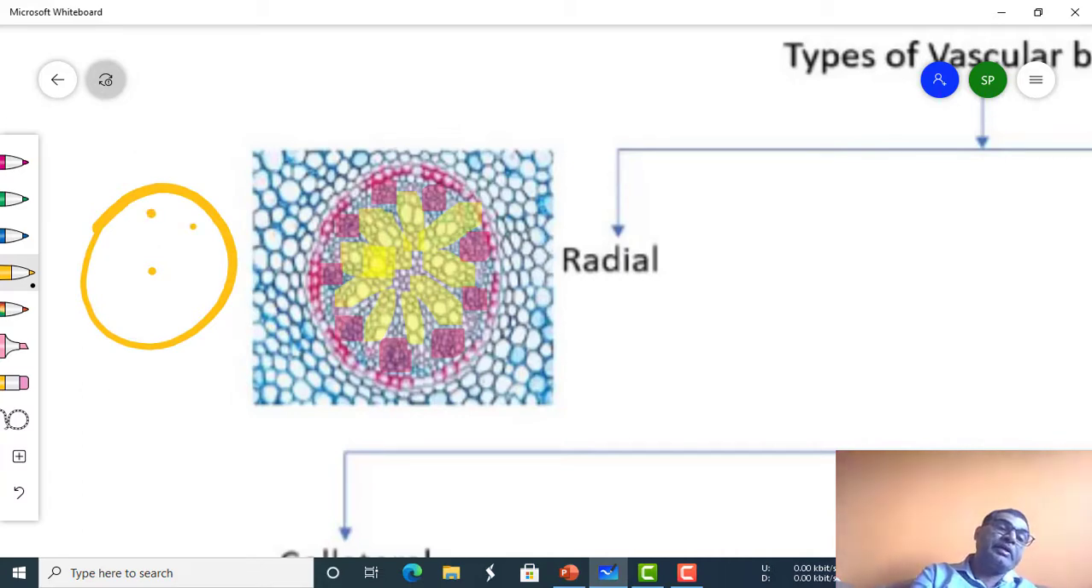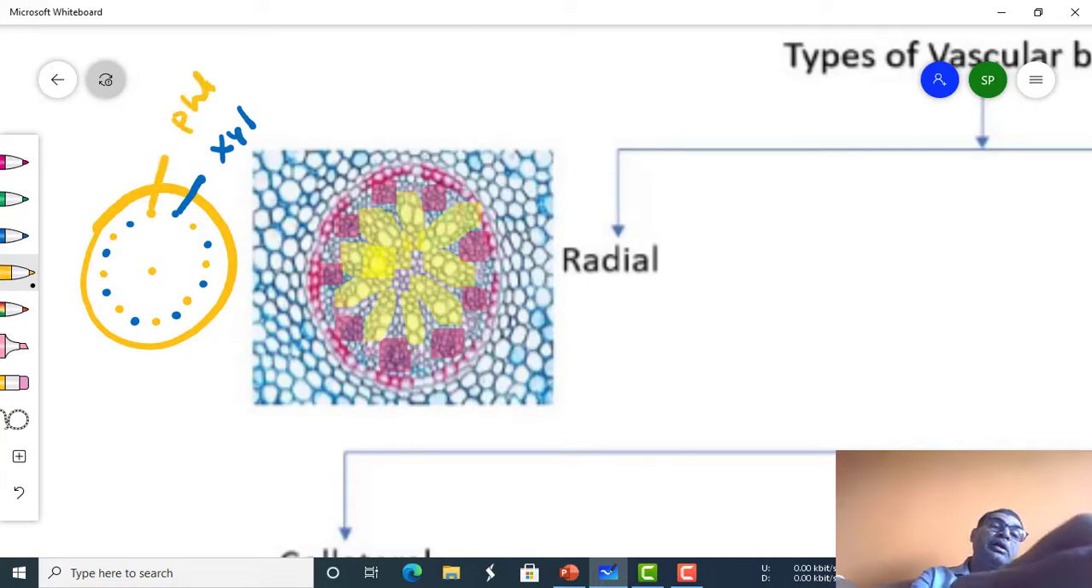So these are the elements where xylem will be present on the same radius. In the same way, phloem will be present on the same radius. Okay, so this one is a radial type of bundle. Here in radial type of bundle, the elements of xylem and elements of phloem are alternately present on the same radius, and it is a characteristic feature of the root.